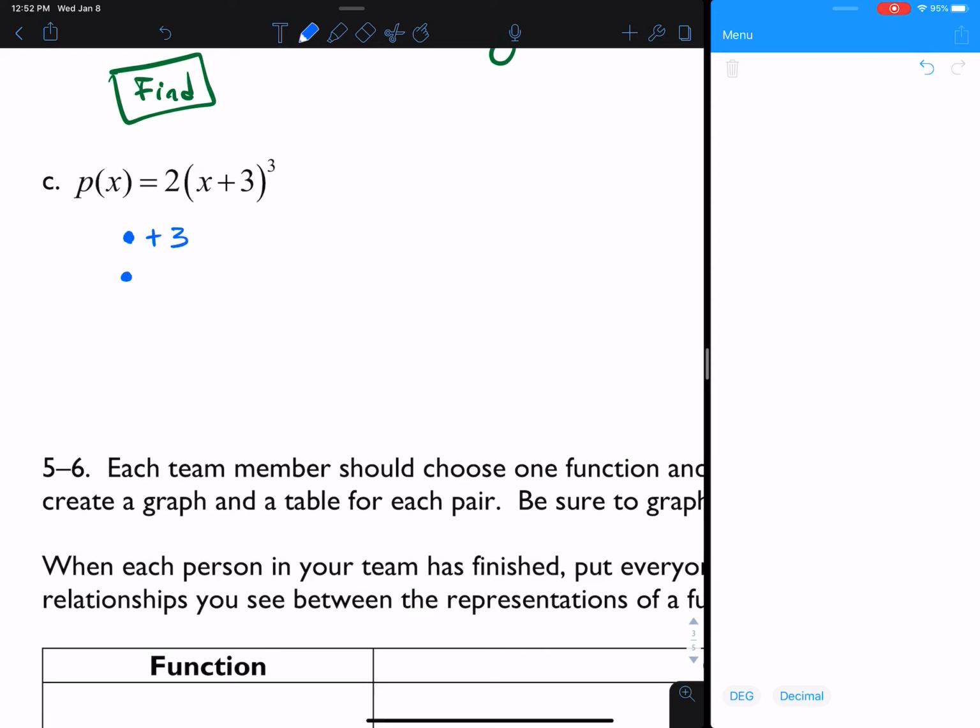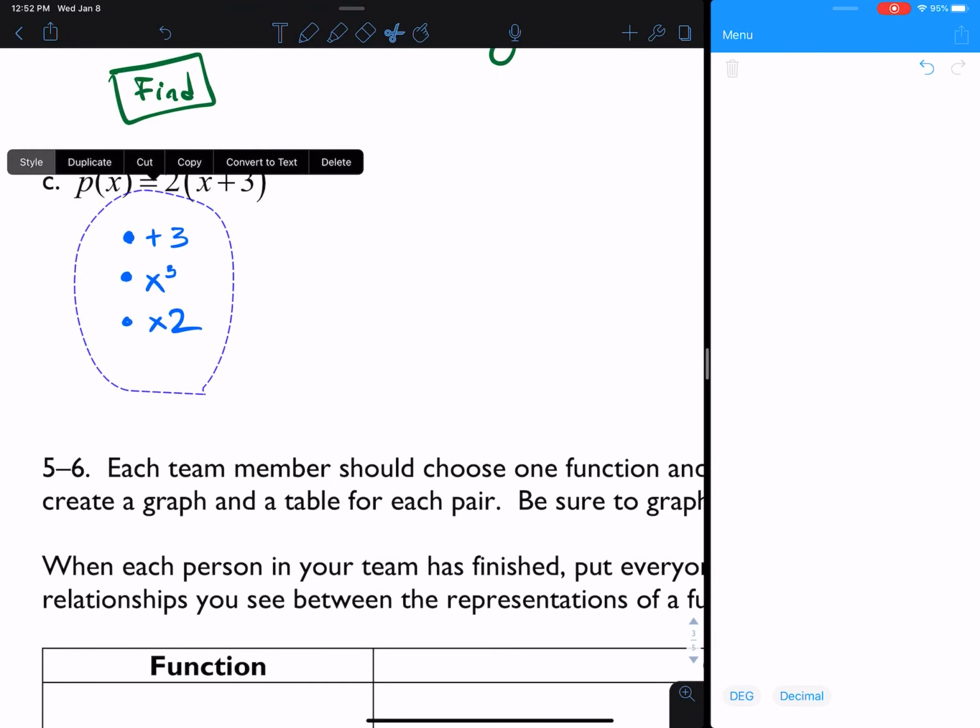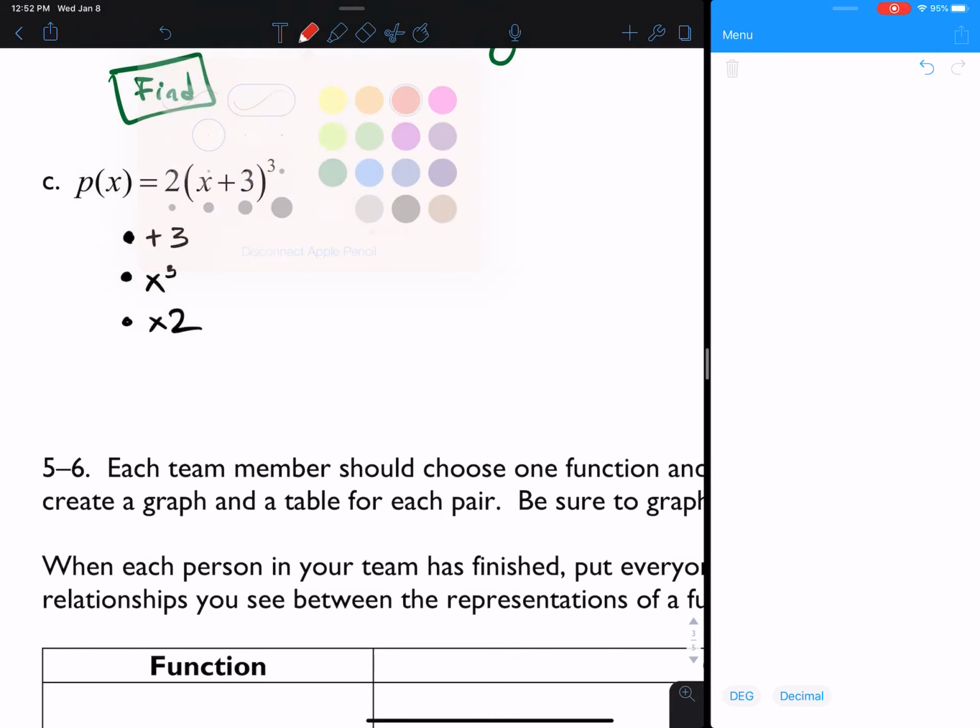Next, x is being cubed, or that quantity is being cubed. And lastly, it's being multiplied by 2. So I'm going to go ahead and undo each of these operations, being very careful to do them in reverse order.